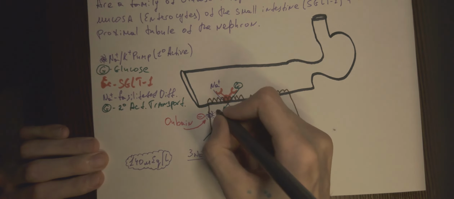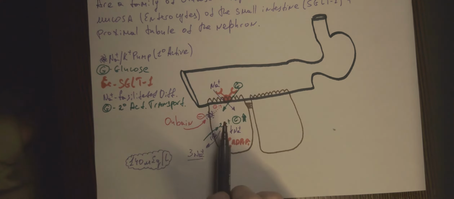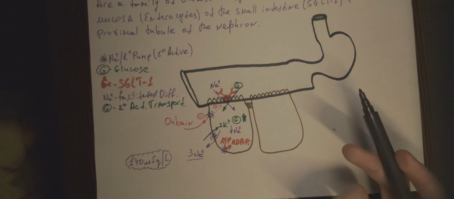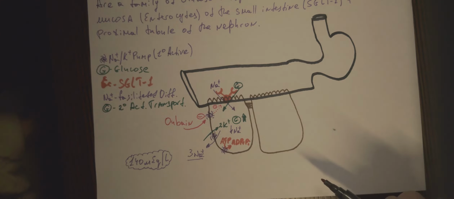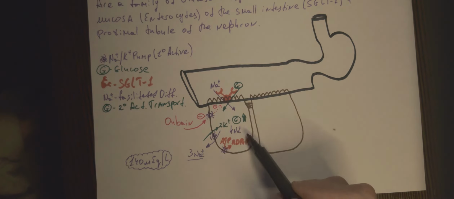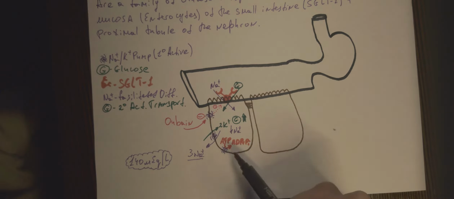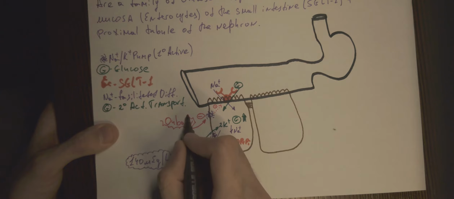So no glucose and no sodium. Or in other words, ouabain directly inhibits the sodium-potassium pump, or primary active transporter, but indirectly it also inhibits the sodium-glucose linked transporter.